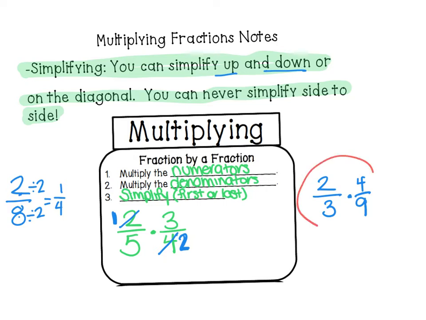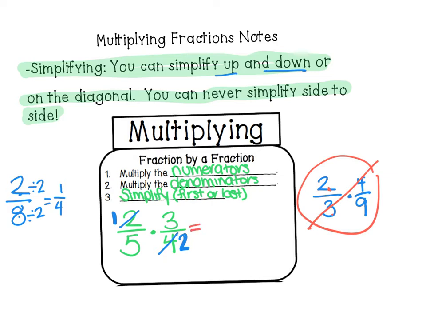When we're simplifying, we've always got to simplify something from the top with something from the bottom, just like we did here. We took a number from the top and found a number on the bottom that had a common factor we could divide by. All right, so back to this example, let's finish it off.